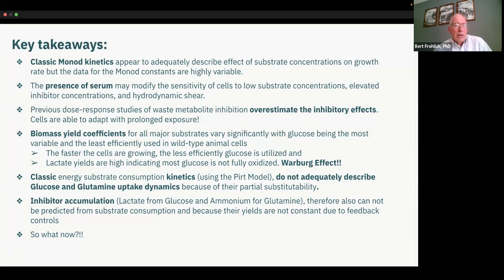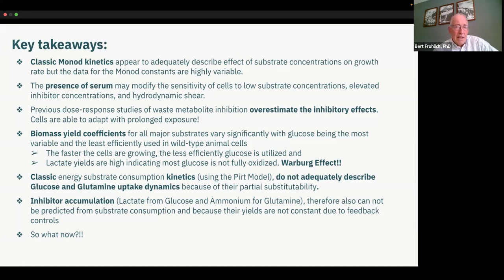The more problematic part is the big variability in the biomass yield coefficients, the high degree of lactate production, and that points again to the Warburg effect, which is something that has been perplexing scientists for the last 100 years since it's been discovered. More is starting to be known about it, but essentially animal cells are very inefficient in terms of how they use the substrates.